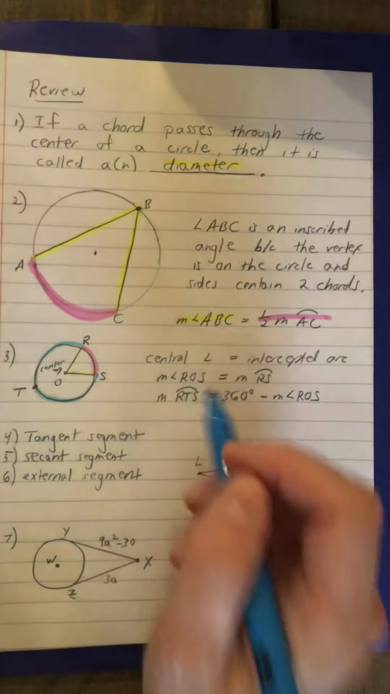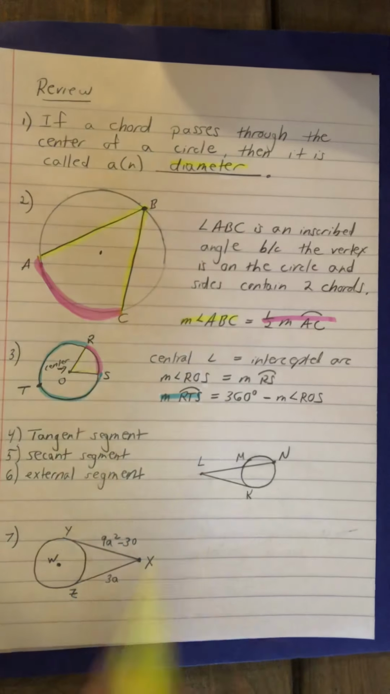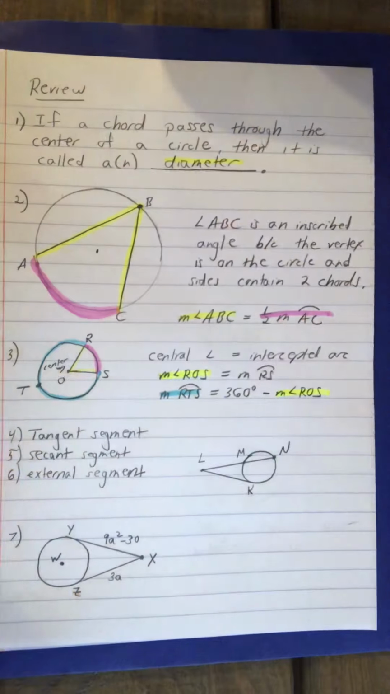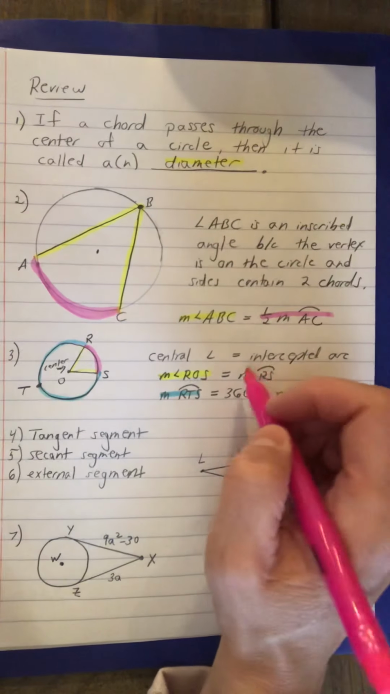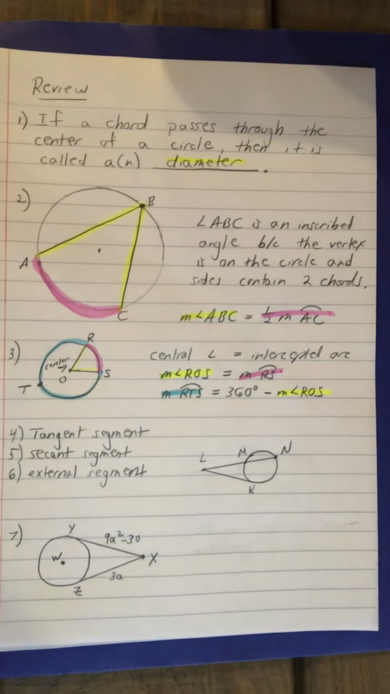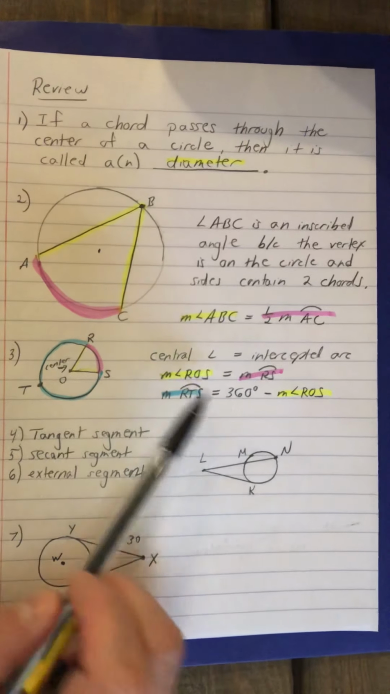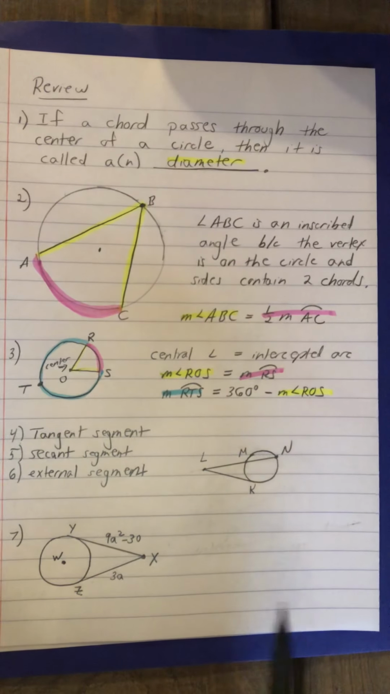So we take a look at that, RTS, and then we have our ROS. I like to color coordinate everything, right? And then we have our RS. So we now can find the measurement of our minor arc, which is RS, and our major arc, which is RTS, given our central angle measurement. Good. Okay, now let's take a look at our next one.